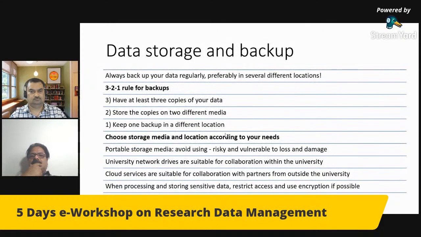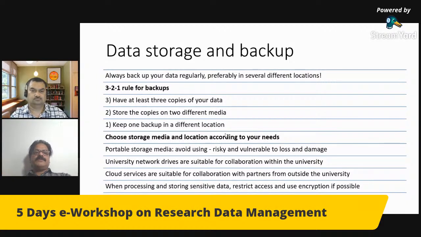And the third one is data storage and backup. This is a golden rule, the 3-2-1 rule for backups. Have at least 3 copies of your data, and 2, store the copies on 2 different media, and 1, keep 1 backup in a different location. This is the 3-2-1 rule. It's a very famous rule. And while choosing the storage media, we need to act based on our needs.